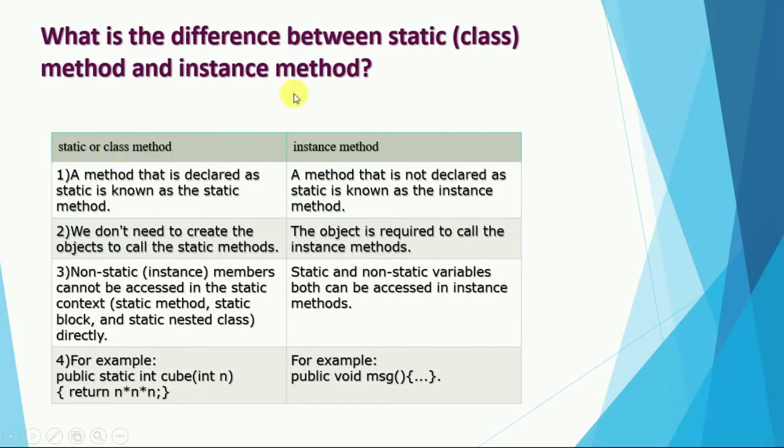Next is, what is the difference between a static or class method and an instance method? A method declared as static is known as a static method, and a method not declared as static is known as an instance method. We don't need to create an object to call a static method, because it always relates to the class, not the object. An object is required to call an instance method, and non-static members cannot exist in a static context. We already discussed this, and this is an example. We need to use the static keyword for a static method, and we don't need to write any static keyword for an instance method.